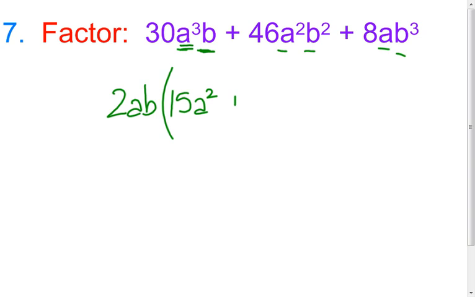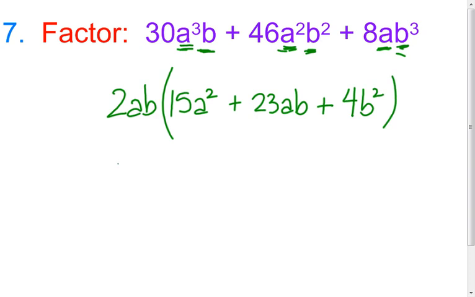Okay? On the next one. 2 times 23 gives me 46. I had A squared, but I pulled one out, so I only have one left. I had B squared, so I pulled one out, but I have one left. 2 times 4 gives me 8. I had an A, but I pulled it out, so I don't have any left. I had B cubed, but I pulled one out, so I only have B squared left. Okay? And then, of course, you want to see if you can factor this trinomial.